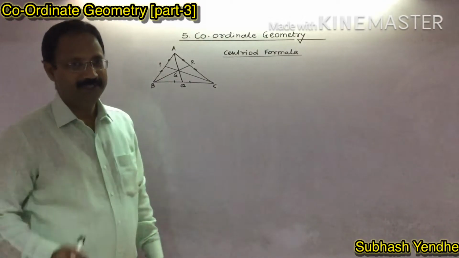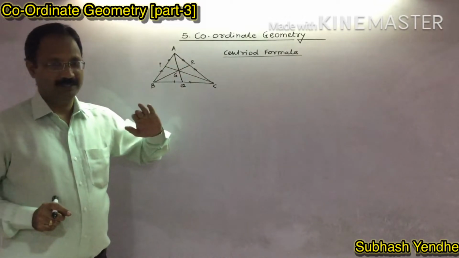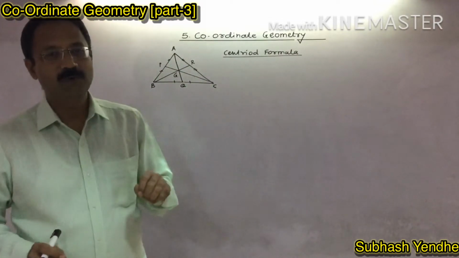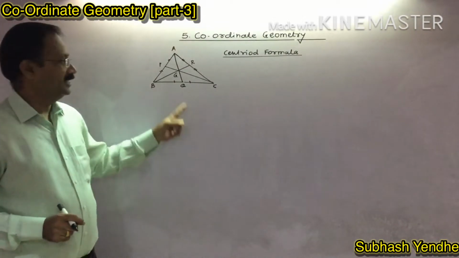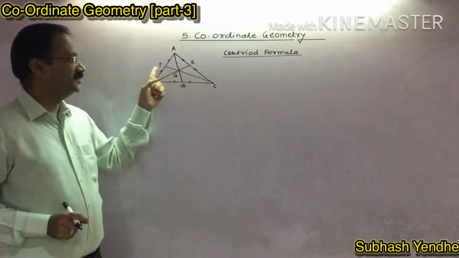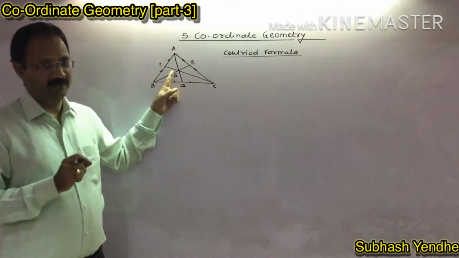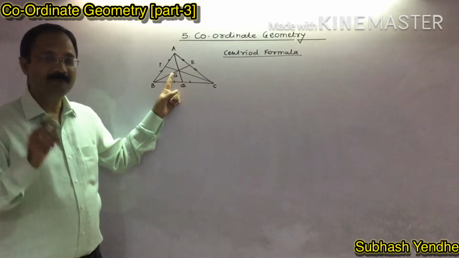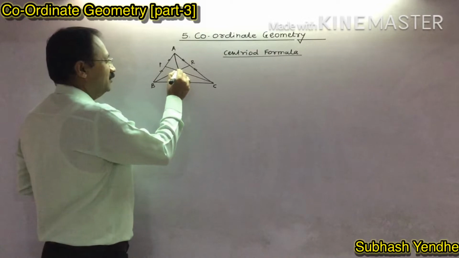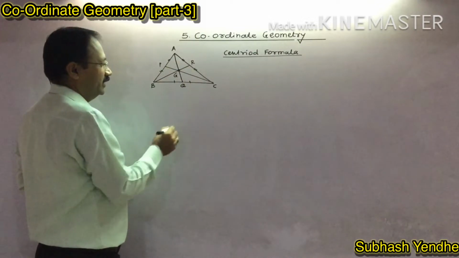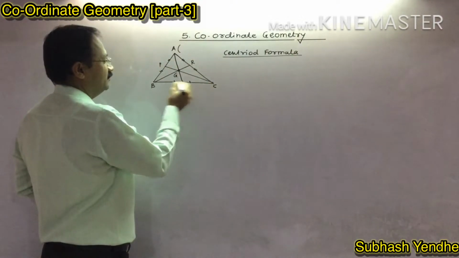Let's start with another formula, that is called a centroid formula. Now the question arises, what is centroid? We have learned in 9th standard that if the medians intersect each other, that point is called a centroid point. Intersection of medians is called a centroid.